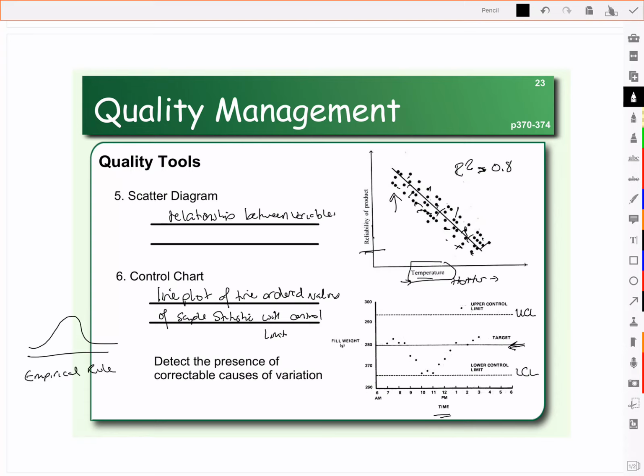So recall the empirical rule from stats. The empirical rule says plus or minus 1 standard deviation is 68% of your data. 2 standard deviations is 95%, and plus or minus 3 standard deviations is 99%. Right? So if this is our average, 1 standard deviation is 68%, 2 standard deviations 95%, and 3 standard deviations is 99%.